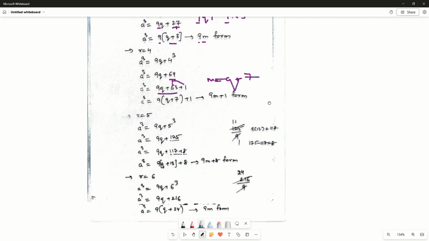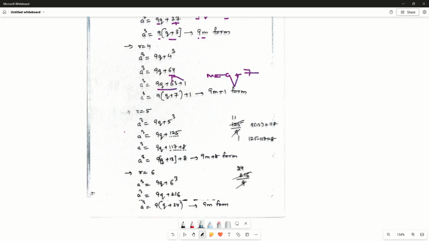Again moving on to find r is equal to 5, 5 cube is nothing but 125. Most of the students get confused in this part here. So what we have to do here is divide 125 by 9. If we divide 125 by 9, the nearest number that comes in the 9 table is 9 13s, that is 117. 125 minus 117, because we have to split it in this format. So 117 plus 8 is nothing but 125. If we take 9 common out of 117, we will be left with 9 into q plus 13, plus 8, that is again 9m plus 8 form.